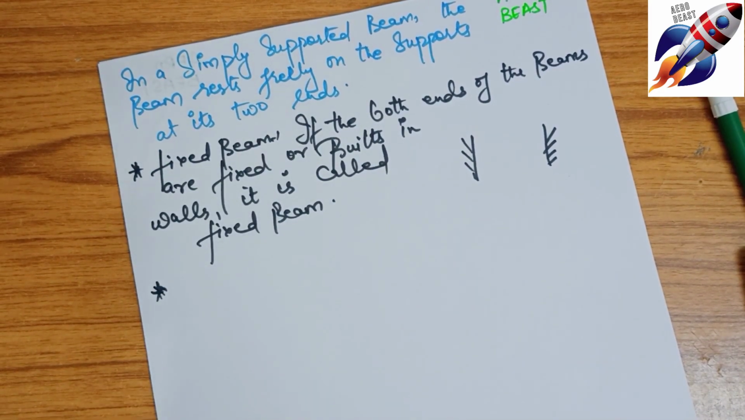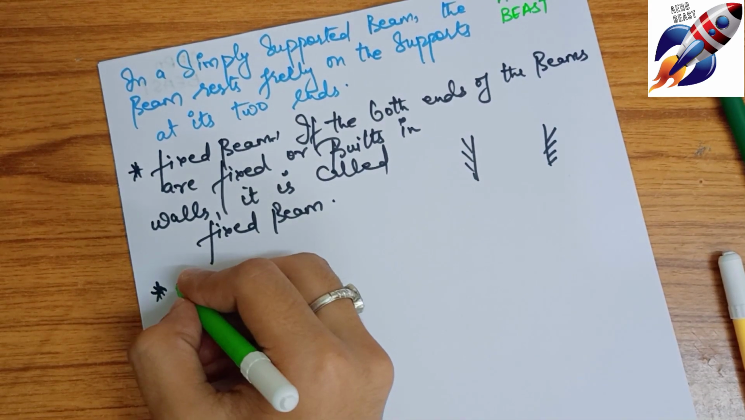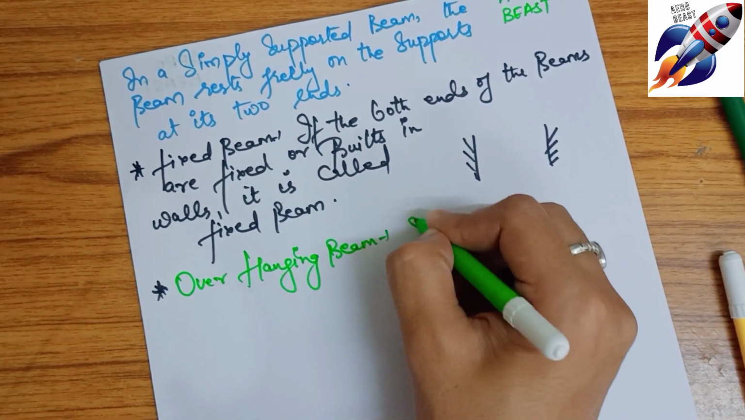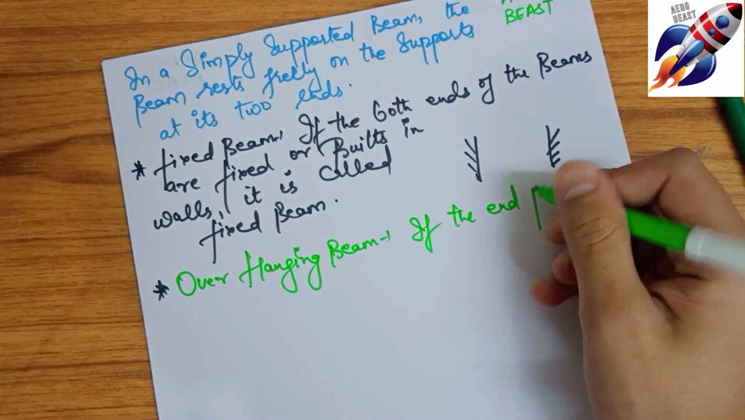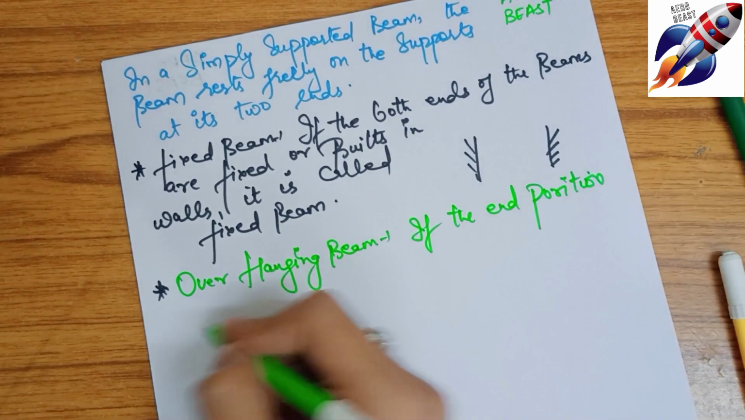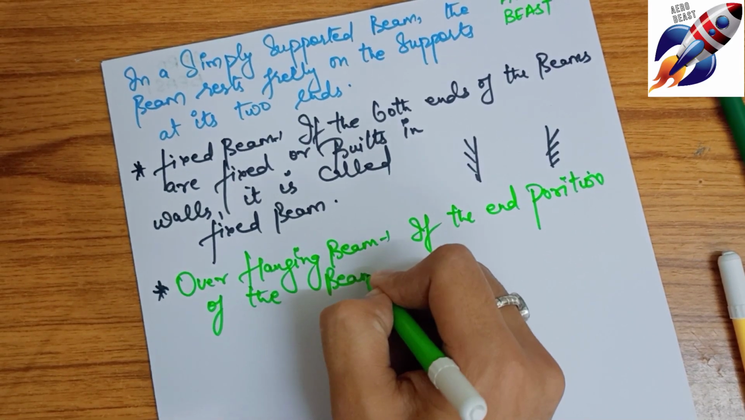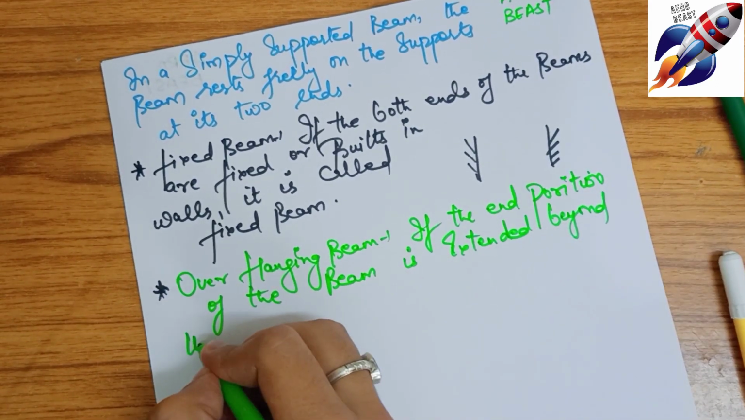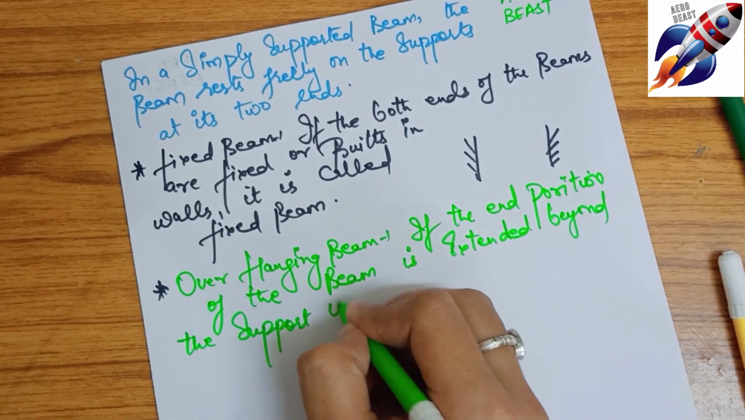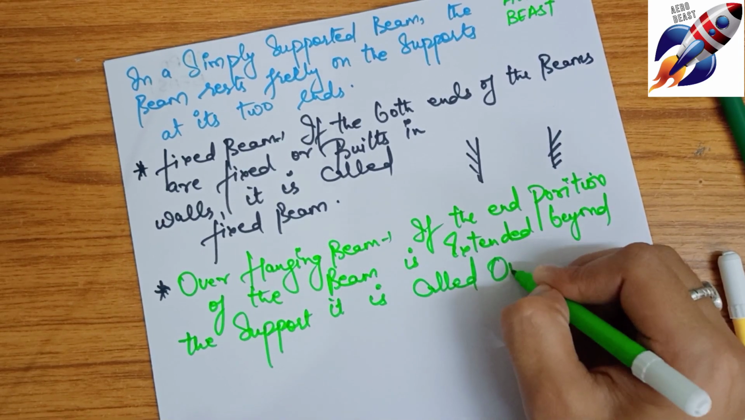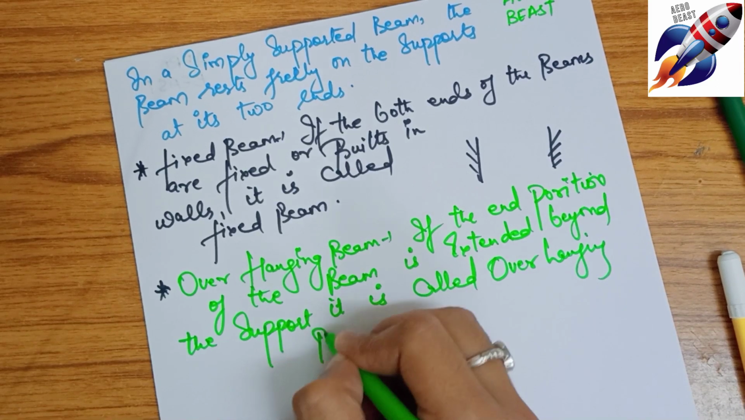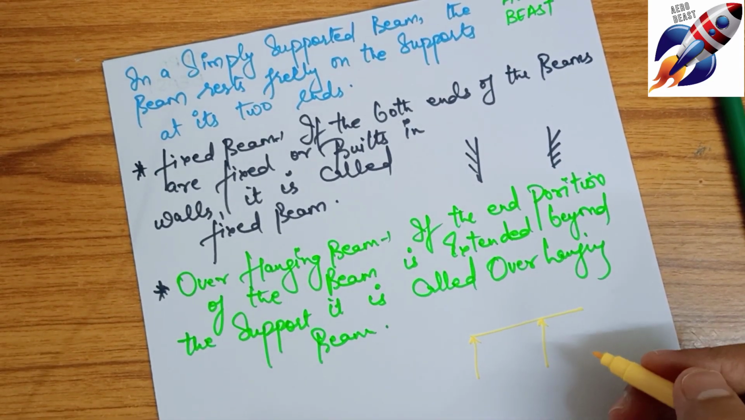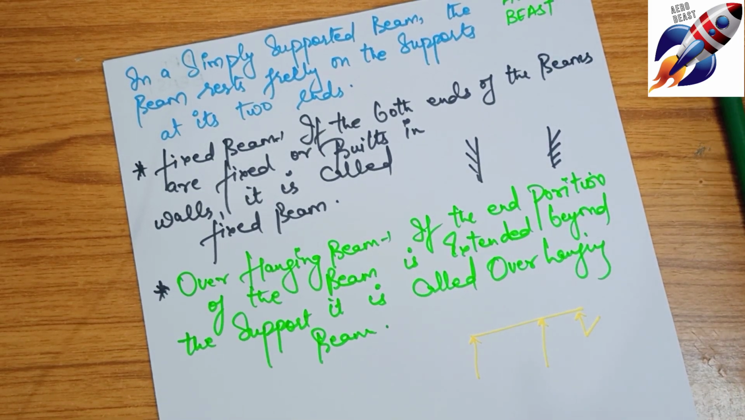So next one is overhanging beam. If the end portion of the beam is extended beyond the support, then it is called overhanging beam. Like that. This one is for overhanging beam.